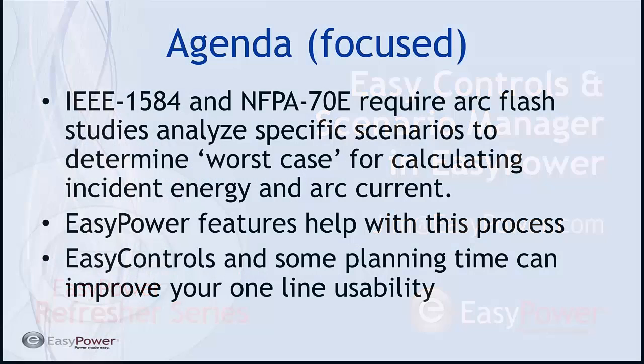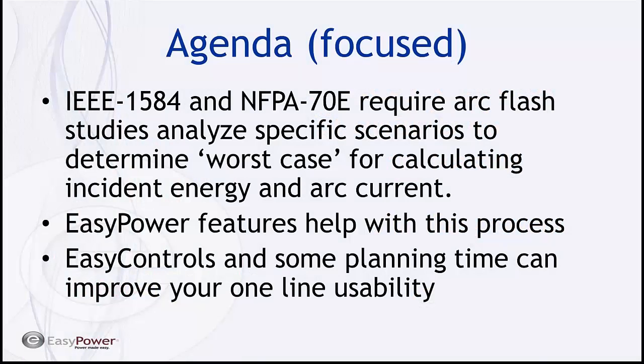Our agenda today is focused on basically two areas. During arc flash calculations, under guidance from both IEEE and the NFPA, there are some specific scenarios that are required to be considered, as you're required to determine the worst case situation for calculating incident energy and the arc current for any given fault on a bus. EasyPower has features that help with this process, and we're going to cover those here briefly.